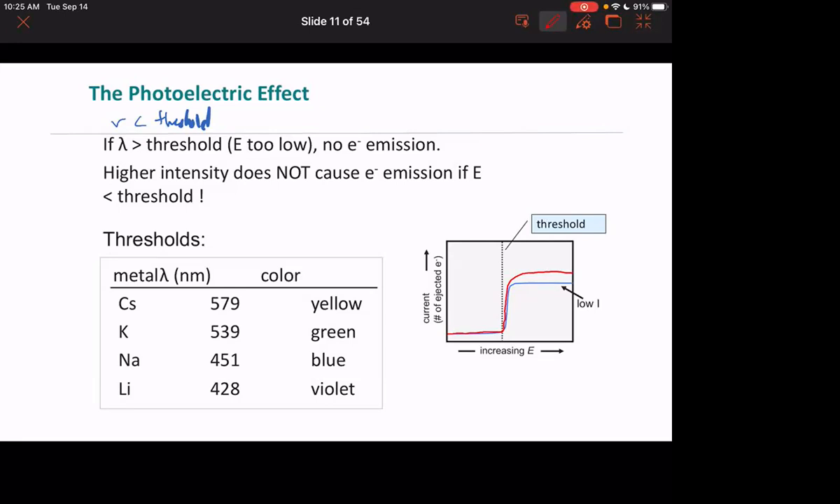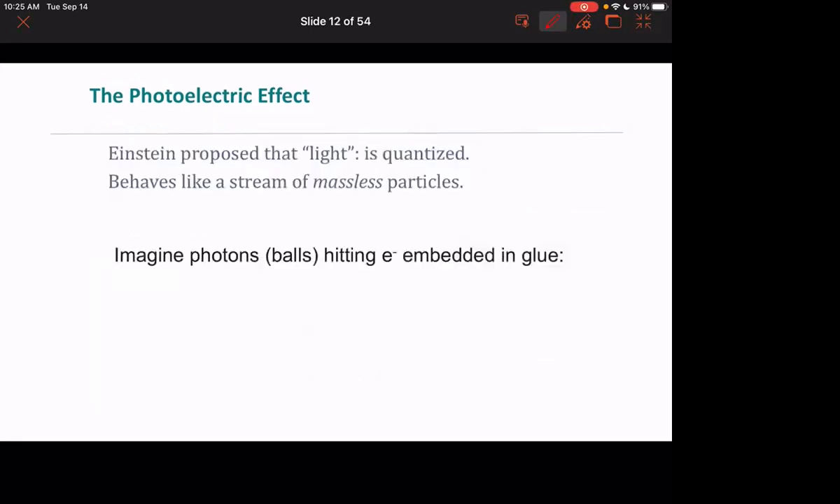Because Einstein described it like this. I'll come back to this. Light is quantized, behaves like a stream of massless particles. Now he's taking what Planck said, that matter is quantized, the electrons are quantized. Einstein's saying light is quantized, behaves like a stream of massless particles. So now he's saying that light has particle characteristics. Classical physics, light is a wave, it reflects, it diffracts. That's what characterizes a wave. Okay? Einstein's coming along and saying, well, actually, light has particle characteristics.